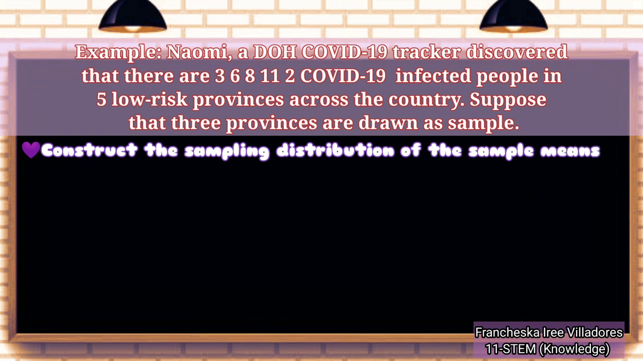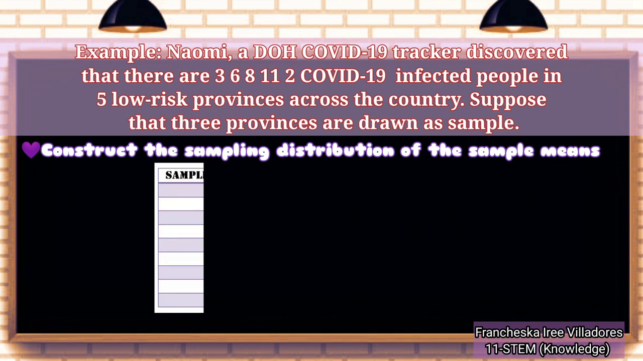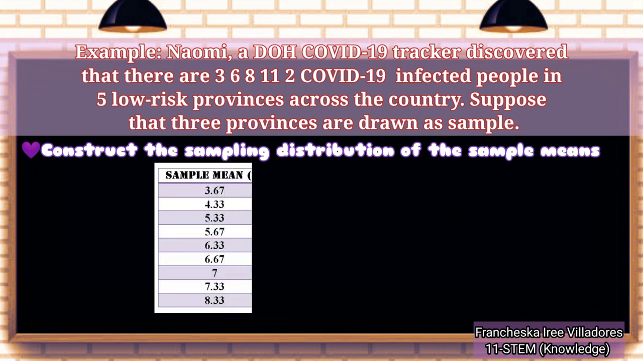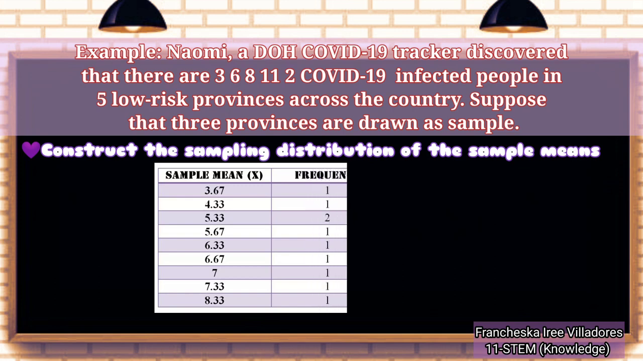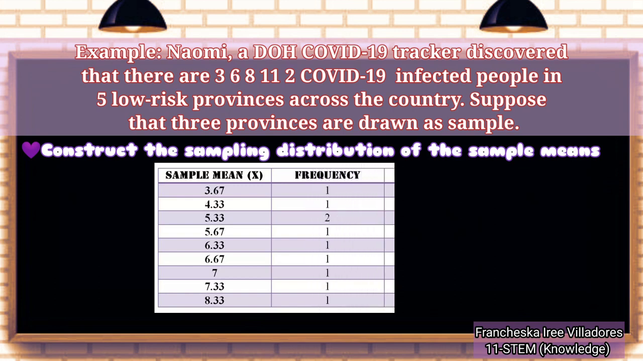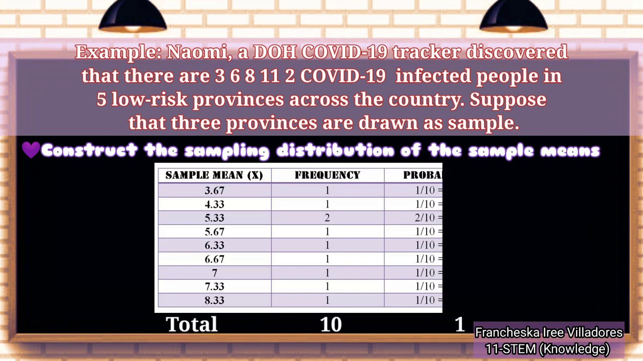Meron na lamang tayong tatlong step. Moving forward, we have here the sample mean, frequency, and probability. Since nakuha na natin ang mean ng all possible samples, i-arrange natin sila from lowest to highest. Frequency naman ay kung ilan ang naulit. Dapat ito ay equal sa 10.